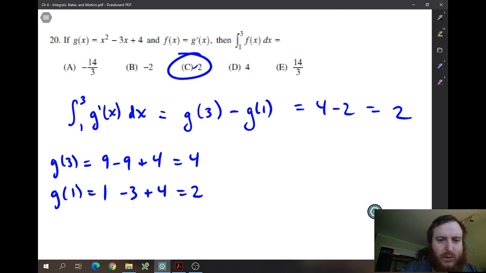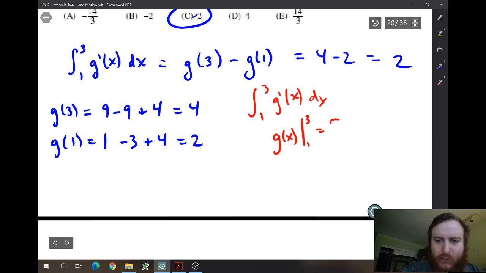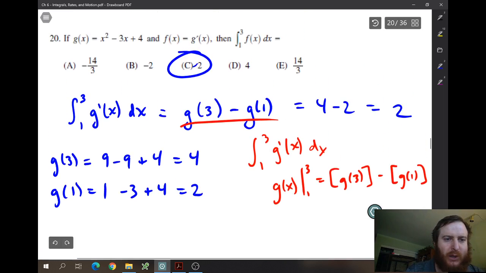Again, this is just doing this FTC over and over again. It's going to happen a lot on our test. So instead of f of x, we can write this as g prime of x. So the integral from 1 to 3 of g prime of x is g of 3 minus g of 1. If you wanted to show more steps, the integral of g prime would be g of x from 1 to 3, and then we plug that in, and we get g of 3 minus g of 1. But if you want to directly apply FTC and jump straight to there, that works. That's what I did. To get g of 3 and g of 1, I just plugged them into our formula. G of 3, I got 4. G of 1, I got 2. 4 minus 2 is 2.